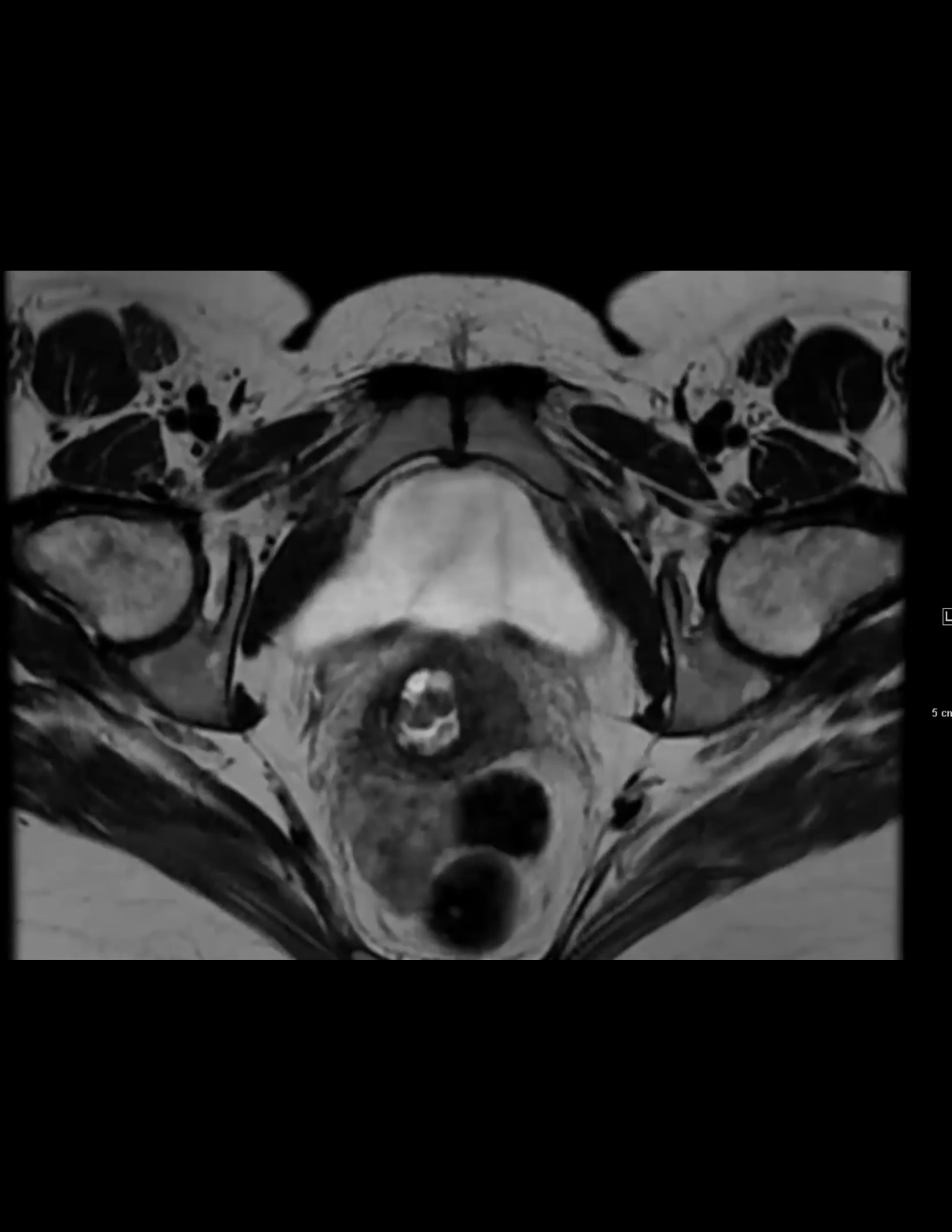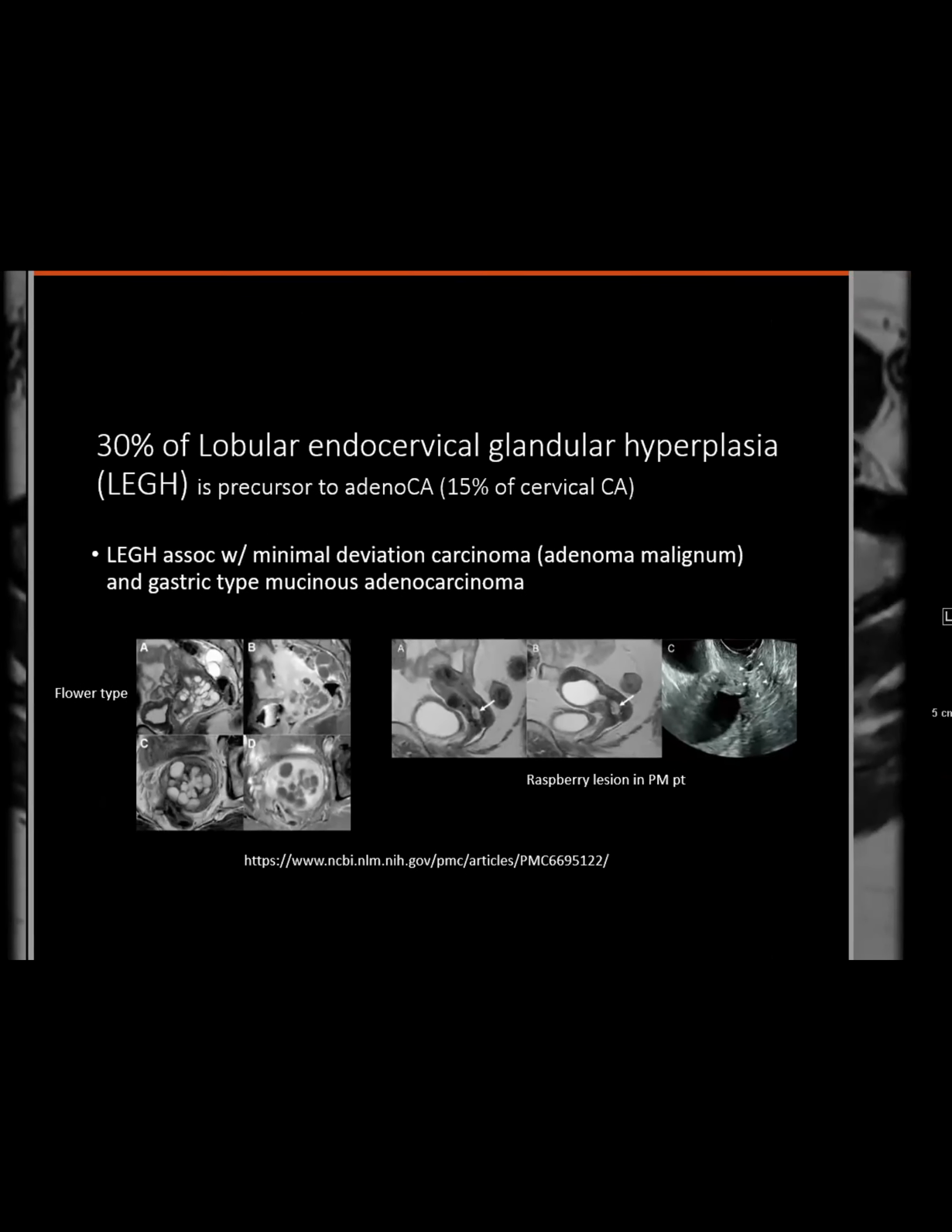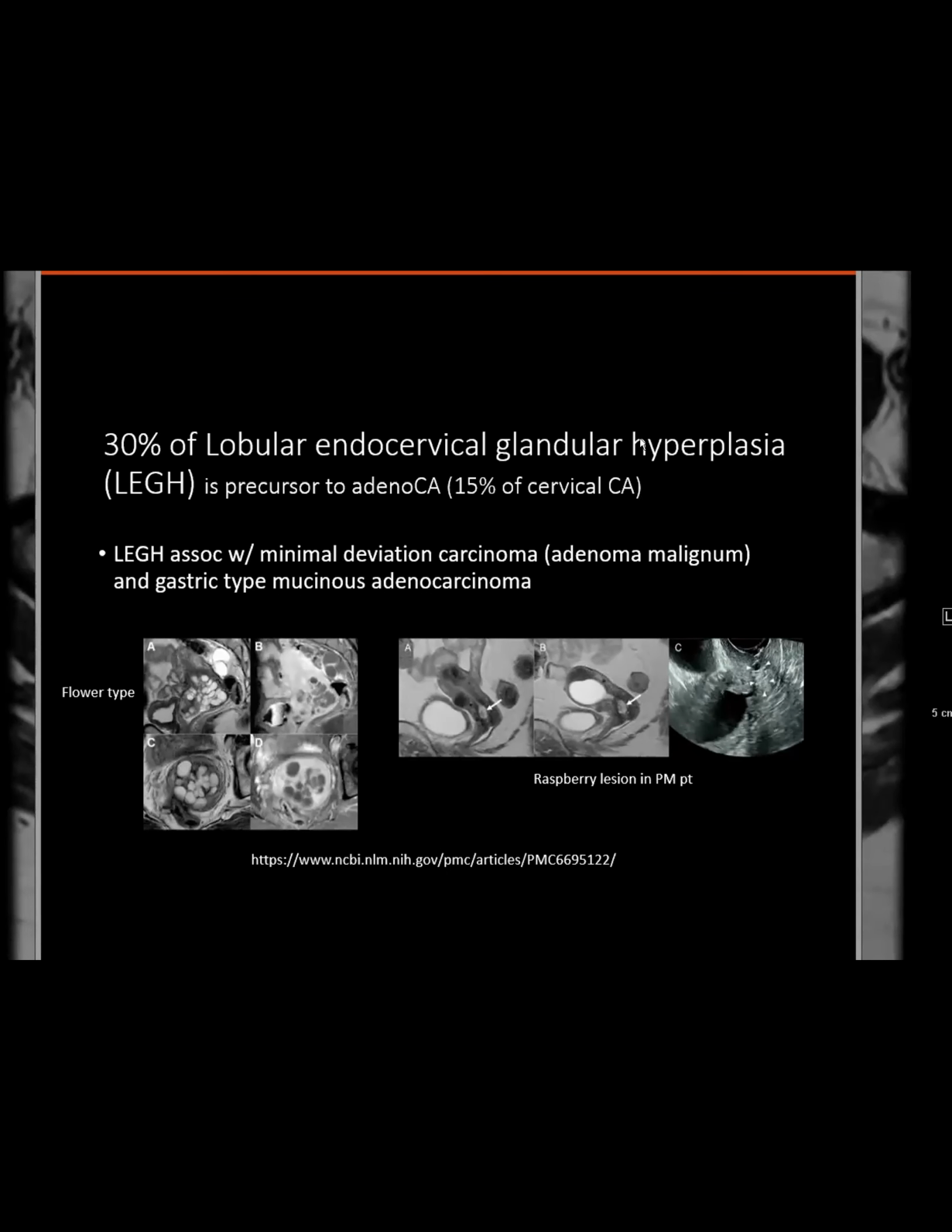Yeah, exactly. So anyway, this was resected and it came back lobular endocervical glandular hyperplasia, which was something I didn't know about. It's called LEGH. And this is a benign condition, but in 30% of these patients it's a precursor to adenocarcinoma. So for cervical cancer, about 85% is going to be squamous, and the other 15% are going to be adeno.